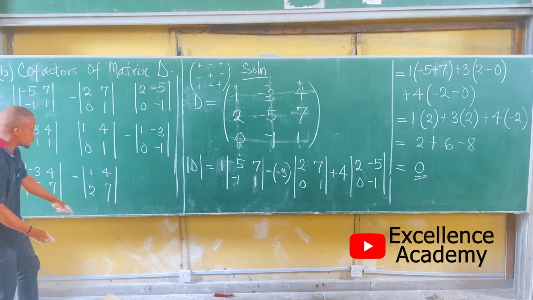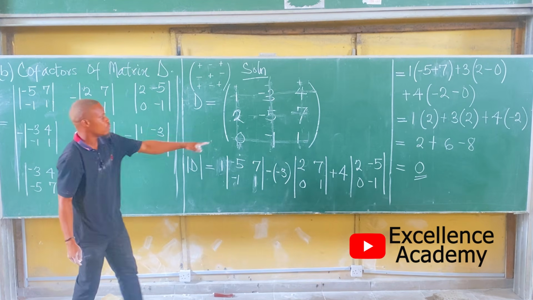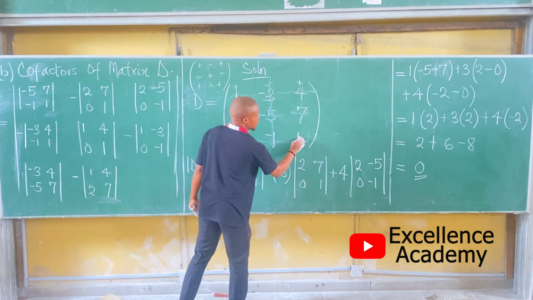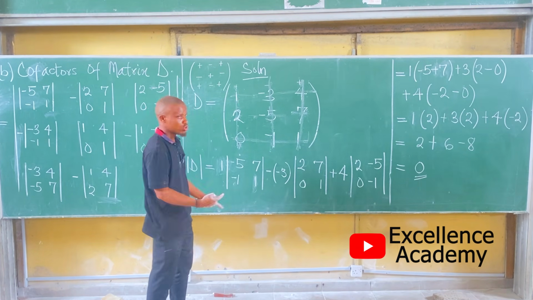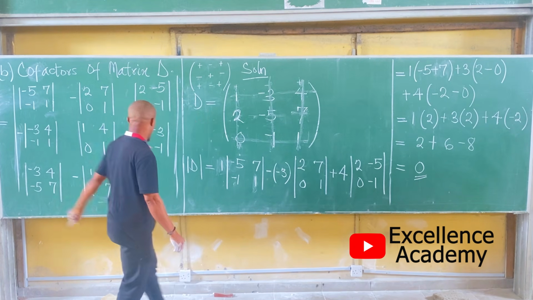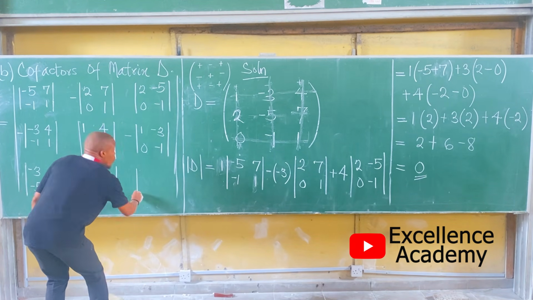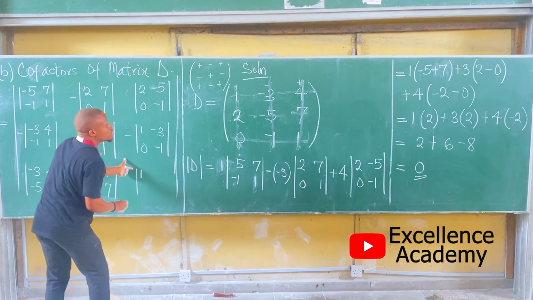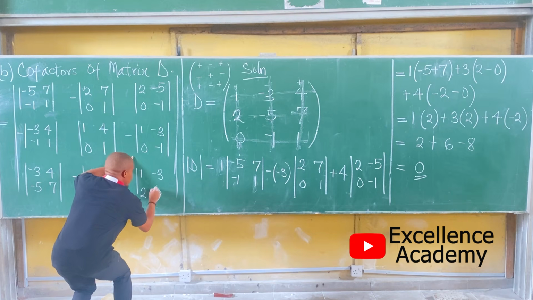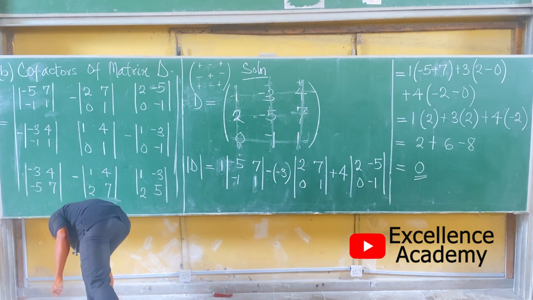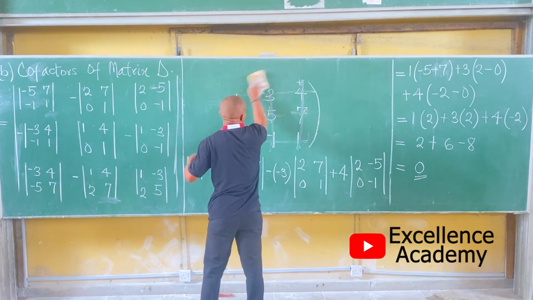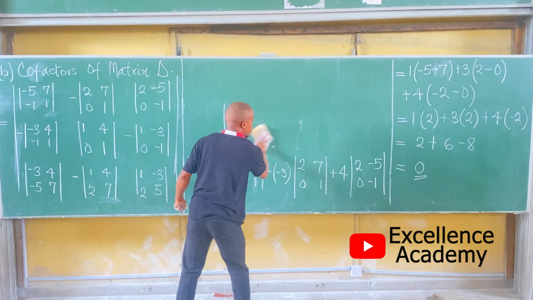And finally, to the last element there, which is our 1, right? We cover the row and column on which it appears. I'm covering this and the last column. So what are the elements left? 1, minus 3, 2, and minus 5. Alright. Okay, alright. So we are almost done.